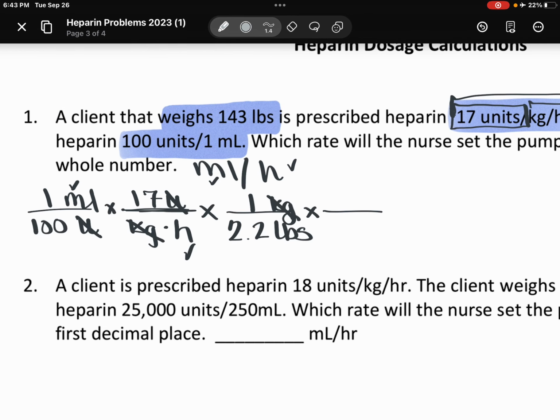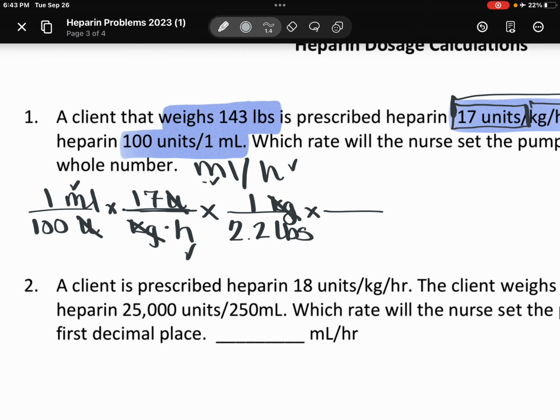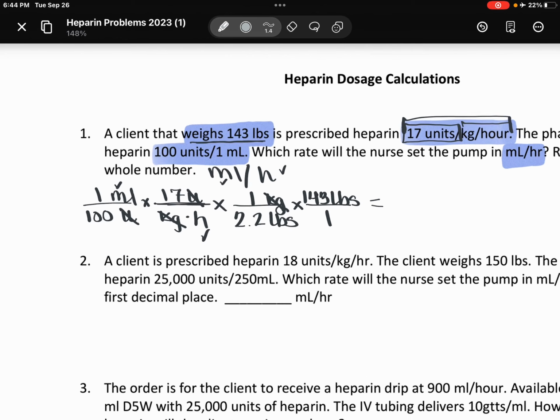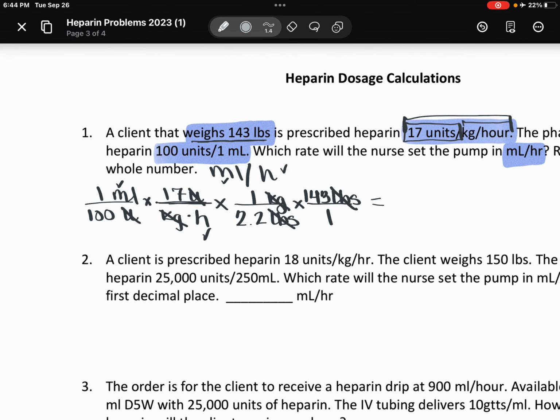I'm still not done though, because now I just need milliliters per hour. But I have this pound down here now. I've got to get rid of that pound to have my problem finished. So that's where this number right here comes in. So I'm going to take that, bring it right here. So I'm going to put my pounds. I've got 143 pounds over 1. So now you would do your math, because if you look back at your problem, it's done.